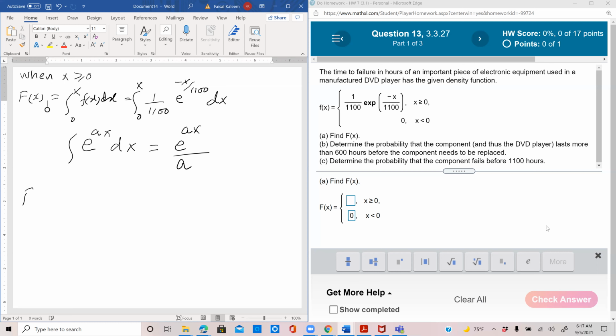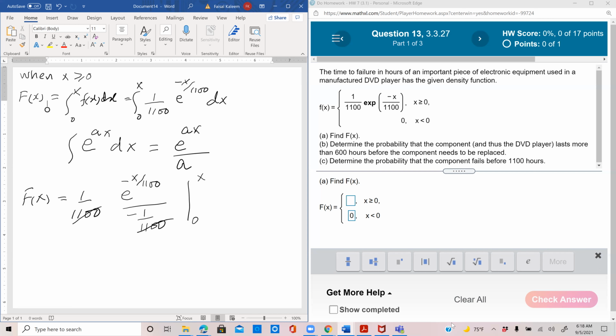So in this case, first we will put the 1 over 1100 out of the integral, and then the integral of e power minus x by 1100 would be e power minus x by 1100 divided by a, and a in this case is negative 1 by 1100. So a is the coefficient of x. So you divide by negative 1 by 1100. This cancels out with this, and the limits were from 0 to x.